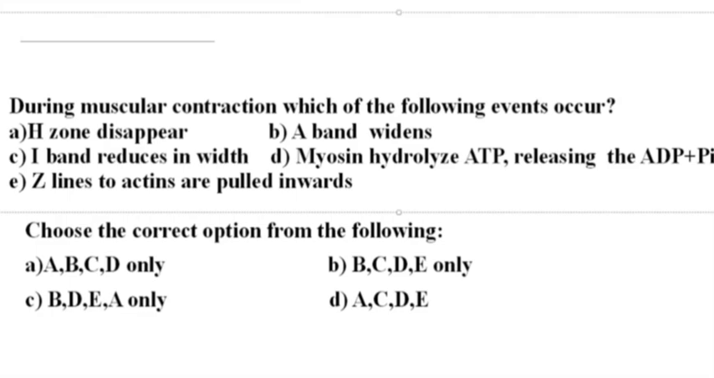Now, we will see one of the PYQs here. In this, what is written: during muscular contraction, which of the following events occur? Okay, so the options given here are: H zone disappears, A band widens, I band reduces in width, myosin hydrolyzes ATP releasing ADP plus Pi, Z lines to actin are pulled inward. Okay, so currently we have studied what will happen.